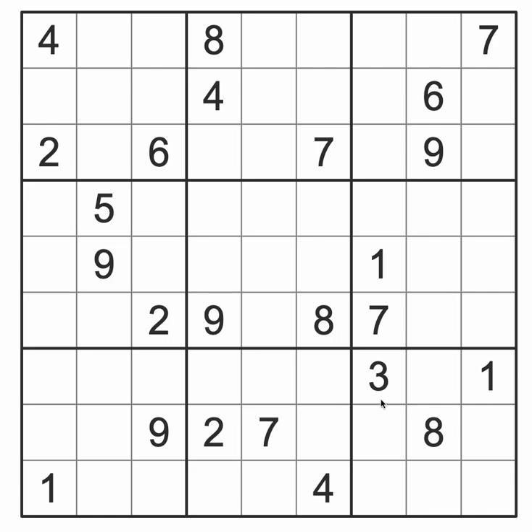First things first, let me place some singles. I can place 1 in box 8. This 1 blocks these, this 1 blocks here, so 1 comes in here. I can place 1 also in box 3. This 1 blocks here, this 1 blocks these. Gives me 1 here. And I can place 9 in box 1. This 9 blocks here, this 9 blocks here. So 9 comes in here.